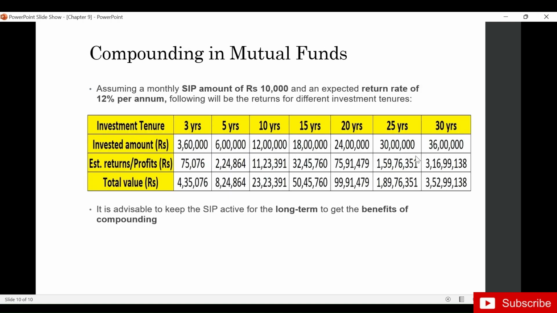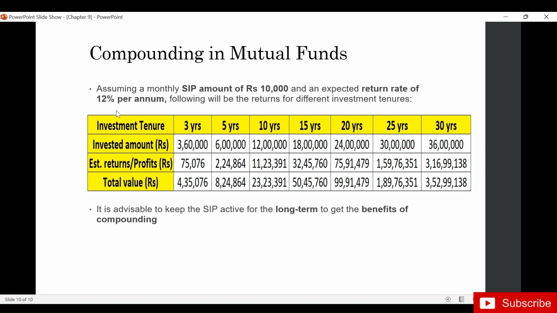In lesson 3 of chapter 9, we will discuss how compounding works in the case of mutual funds. So, assuming that an investor has a monthly SIP amount of rupees 10,000, and we are expecting a rate of return of 12% per annum. If we had invested in any Nifty 50 index fund, the historical return rate for the last 10 years has been 13%. So, we can safely assume a return rate of 12% for our calculation. So now we will see what the estimated returns or profits have been for various time horizons.